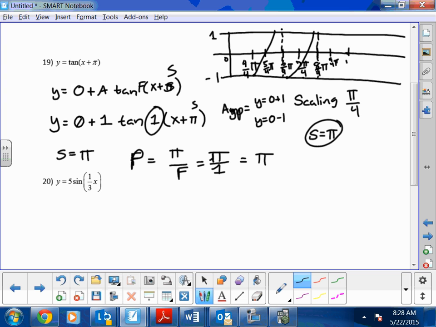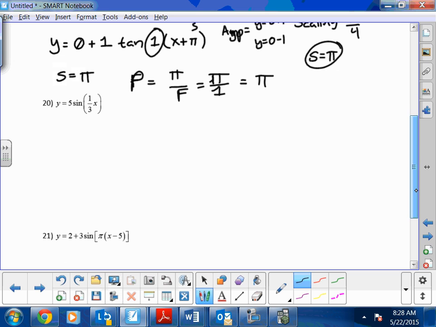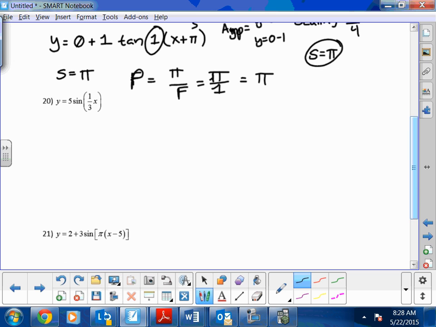9/4 pi, 10 pi divided by 4, 11 pi divided by 4, 12 pi divided by 4, and we end it there because we hit another pi. From here to here, this is another pi value as far as difference. So here's my asymptote for tangent, another value there, and we draw two cycles of this. Lovely. Let's go ahead and move on to the next one.